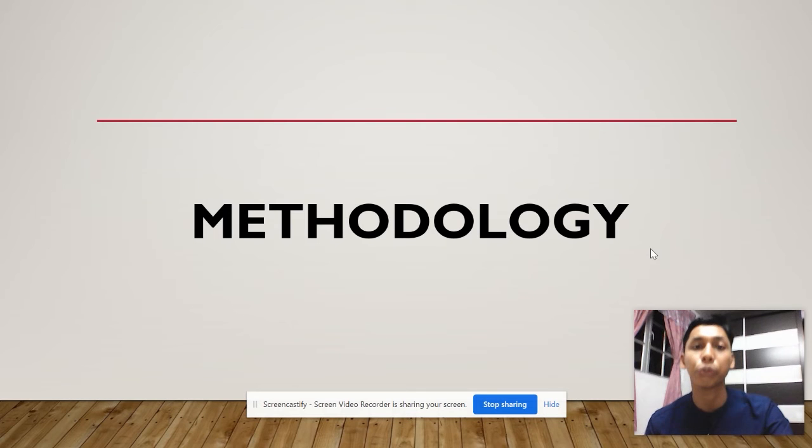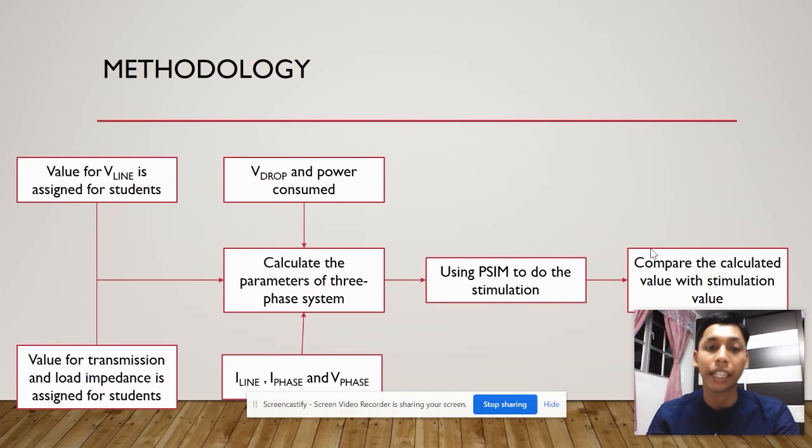Next, let's go to the methodology. Okay, in this methodology, first of all, we get the value of V line assigned for the student, and the value for transmission and load impedance is assigned for the student. And then, with the values that are given, we should calculate the parameters of the three-phase system, and then we can get the V drop and the power consumed, and I line, I phase, and also V phase.